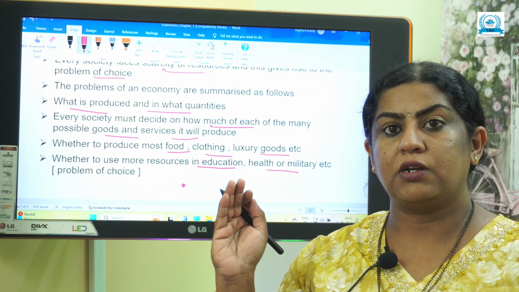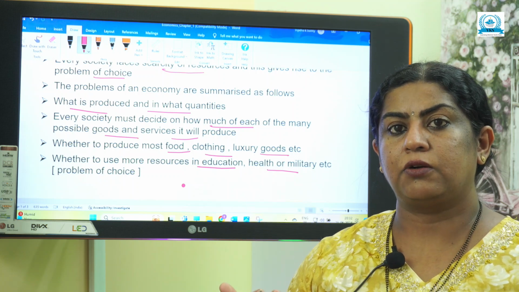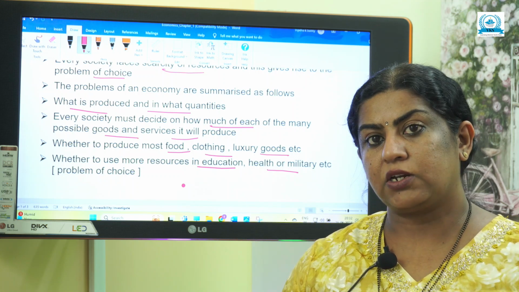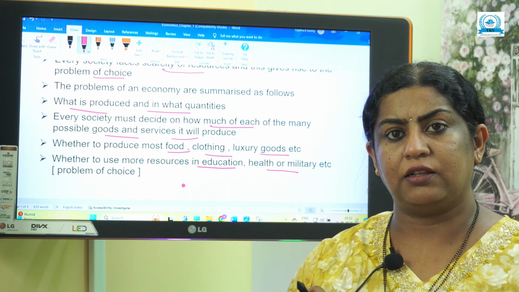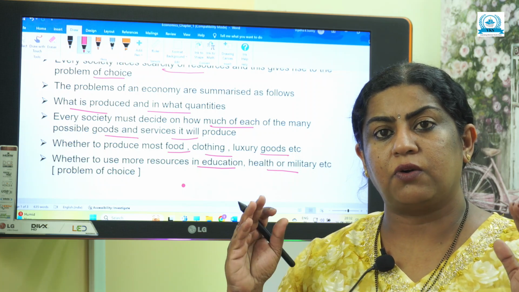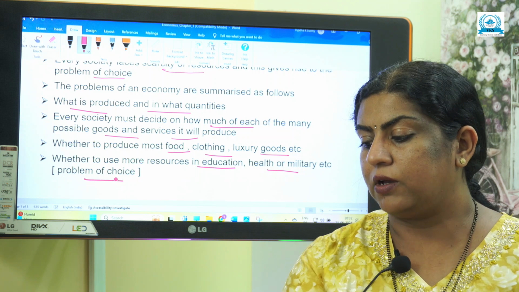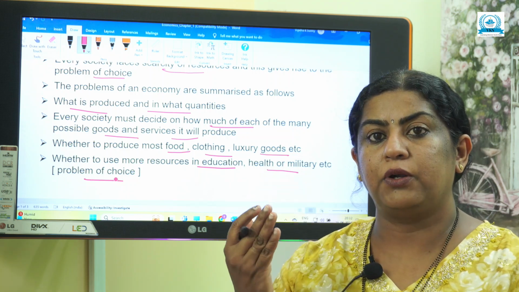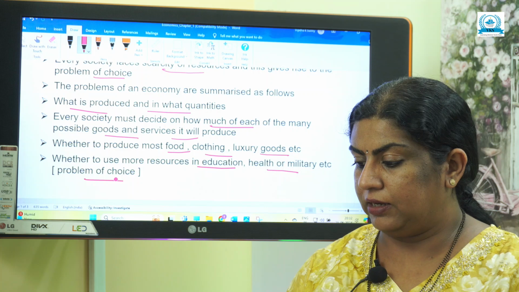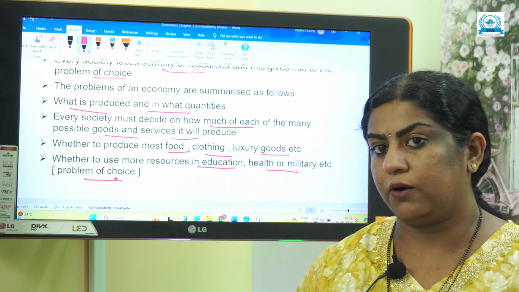So if a limited amount of money is available, what should be given more priority? Should priority be given to education, or health, or military? So all this results in the problem of choice, that is, what to produce and in what quantity. That is the first problem of an economy.